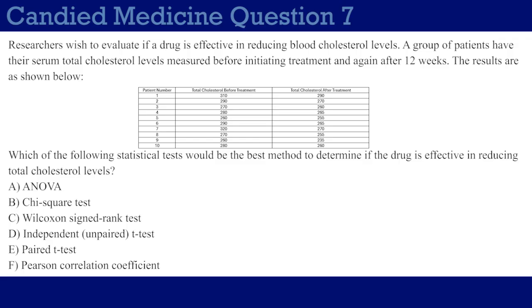And you get this table where they show you 10 patients and they have the cholesterol levels measured before and after treatment. Which of the following statistical tests would be the best method to determine if the drug is effective in reducing total cholesterol levels? Choice A, ANOVA. Choice B, chi-square test. Choice C, Wilcoxon signed rank test. Choice D, independent or unpaired t-test. Choice E, paired t-test. Or choice F, Pearson correlation coefficient.